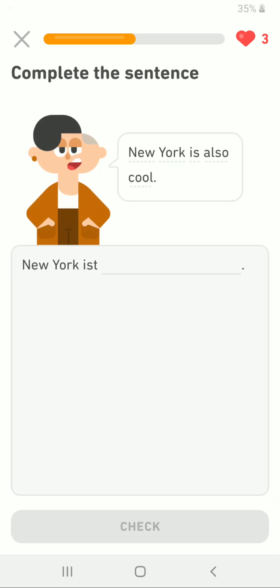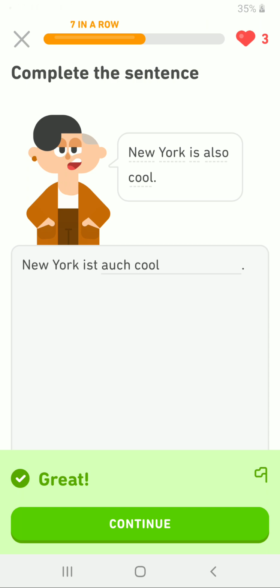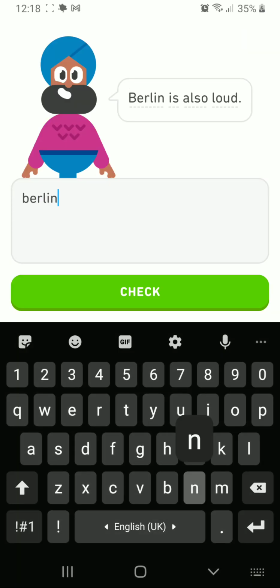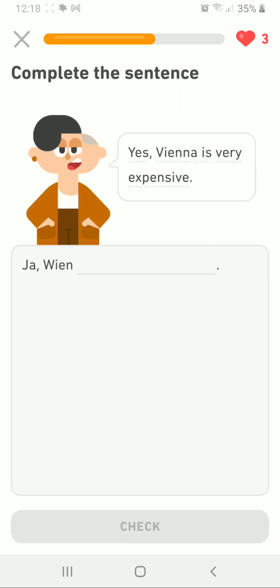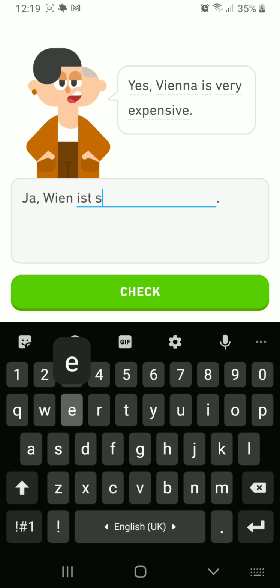That's right. New York is also cool. So New York ist auch cool, yeah? And notice that cool is written with a C instead of a K. So Berlin is also loud. So Berlin ist auch laut. L, laut. Nice. So ja, Wien ist sehr teuer.